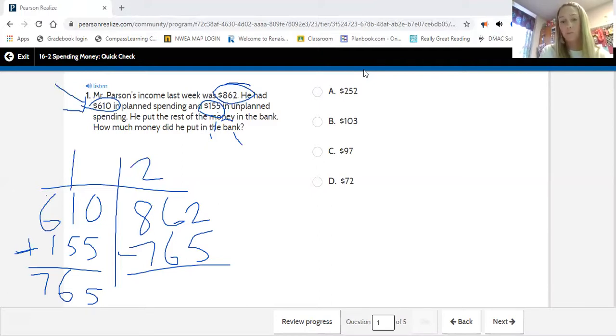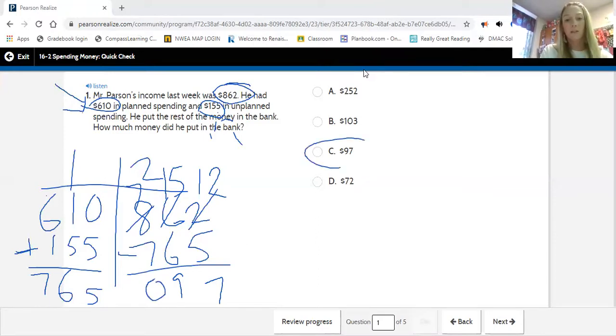Can I do 2 minus 5? No. So I need to cross off my 2 and my 6. 2 becomes a 12. I took a 10 away from 6, so that now becomes 5 tens. 12 minus 5, 12, 11, 10, 9, 8, 7. 5 minus 6, can't do that. That becomes 15. I have to take 100 away from the 800, so I'm making that 700s now. 15 take away 6, grab your 15. We're going to count backwards 6. 14, 13, 12, 11, 10, 9. And then we have 7 minus 7, 0. So my answer is $97. Okay, so he would be putting $97 in the bank.